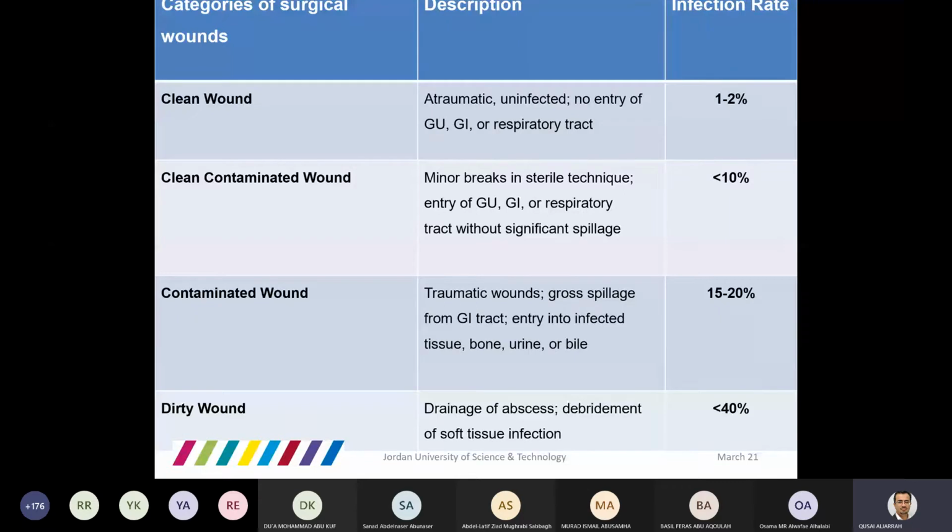If it is the first phase, the catarrhal phase of appendicitis, do you know what catarrhal means? It means inflammation of the mucous membrane, like the appendix is oozing. So early on in the phase of appendicitis there's a minor break in the sterile technique with the entry of the GI but without significant spillage. Now if the appendix is perforated, it means a contaminated wound. If we have an appendicular abscess, it means this is a dirty wound. Okay, did you understand the difference?